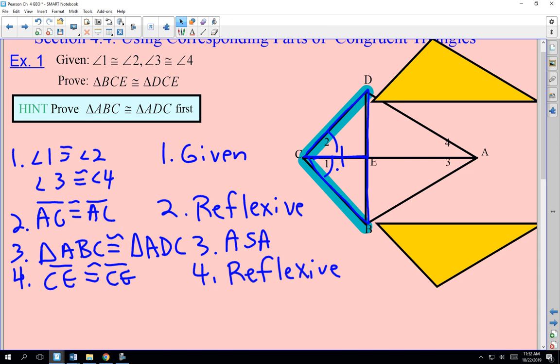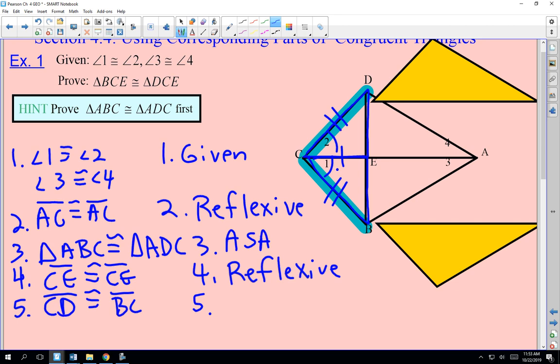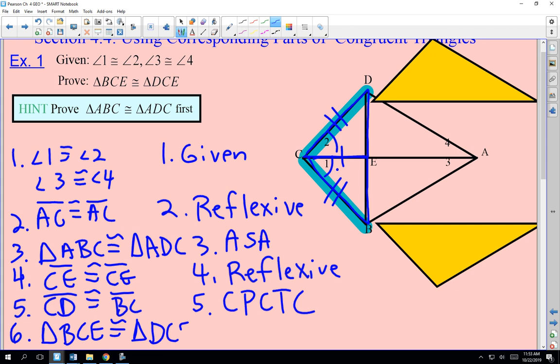So I can state that CD is congruent to BC using our new property CPCTC. And now I can prove what I was trying to prove for the whole proof. So the triangle BCE, not the little hint part, but the entire proof, is congruent to triangle DCE because of side, angle, side, congruent to side, angle, side. So side, angle, side theorem, and that does it.